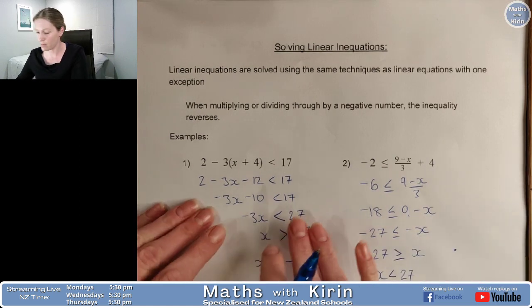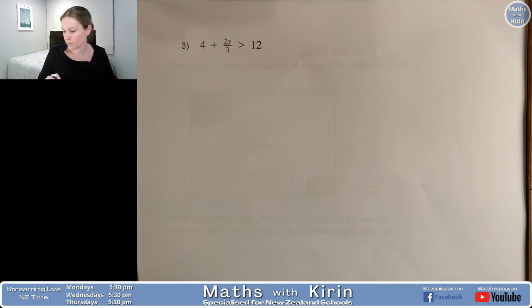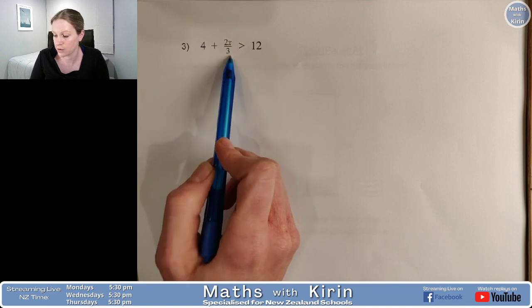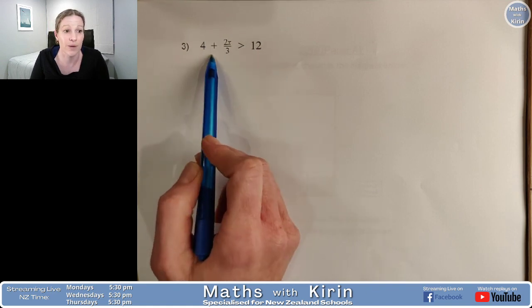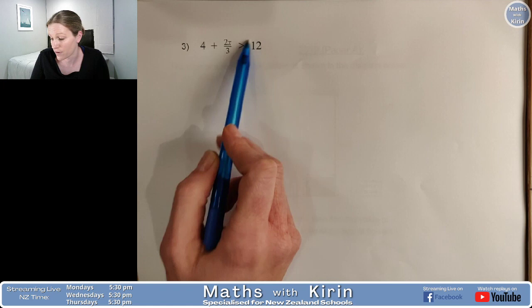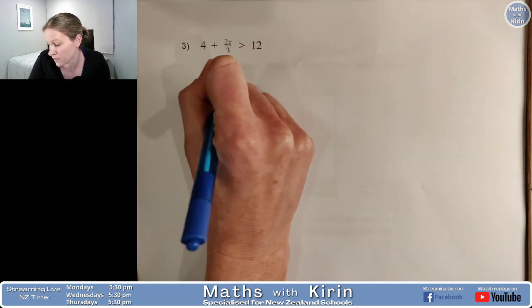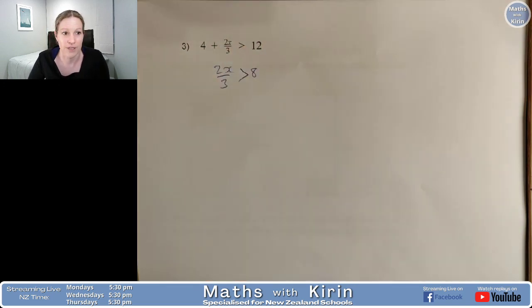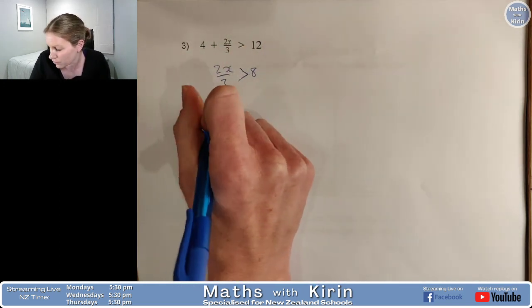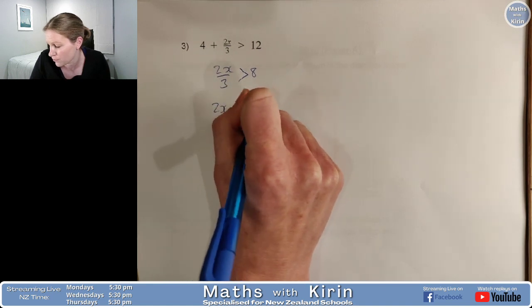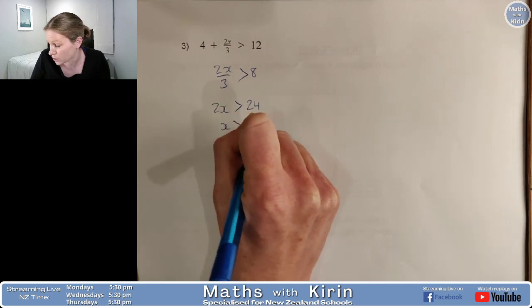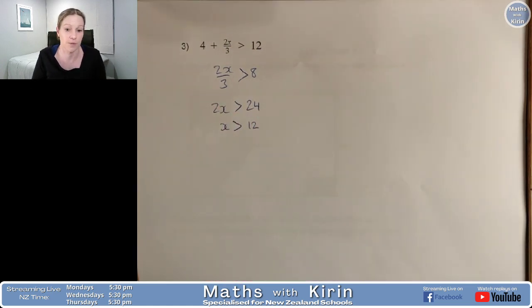Cool. One more example. So this one here, we've got 4 plus 2x over 3 is greater than 12. So again, we can move our 4 first, move that over and simplify. So we're just left with 2x over 3 is greater than 12 minus 4, which is 8. Multiplying through by 3, 2x is greater than 24. And then dividing through by +2 means that x is greater than 12, and we don't need to switch our inequality because we haven't divided or multiplied by a negative number.